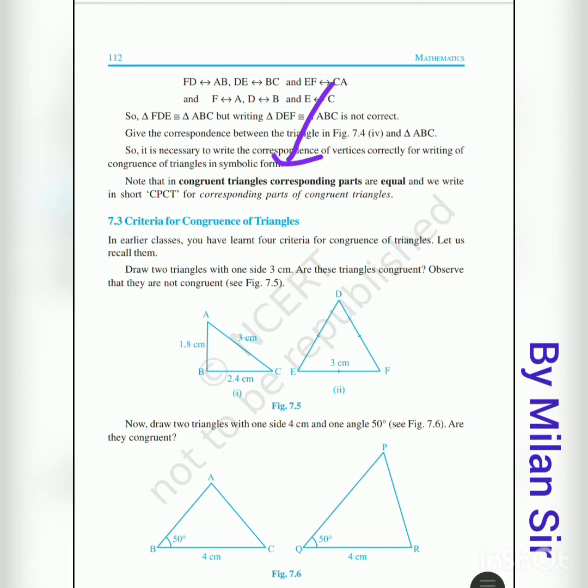Okay, corresponding parts of congruent triangles, this one. Corresponding parts of congruent triangles. Okay, and if two triangles are the same, then corresponding parts of congruent triangles, that means corresponding sides are equal and corresponding angles are equal.